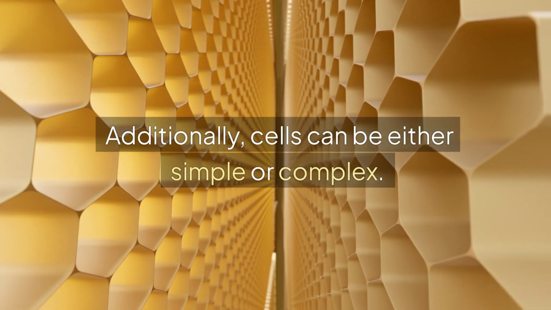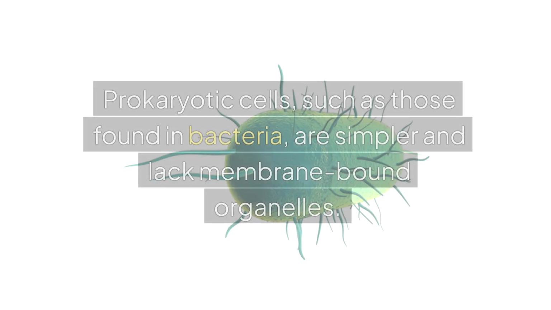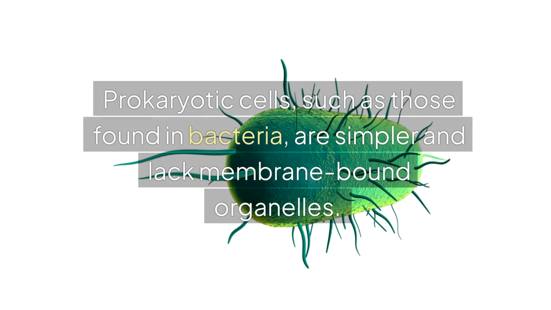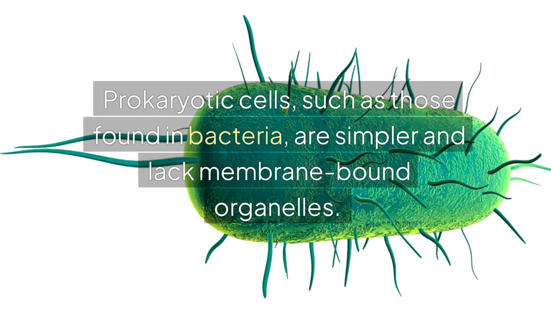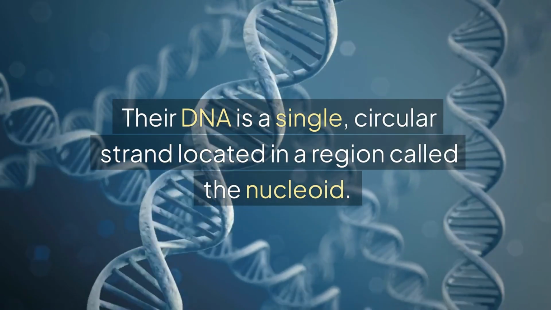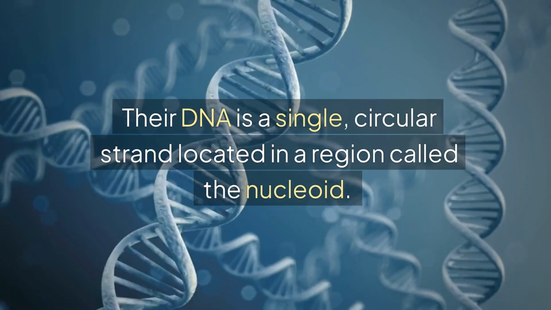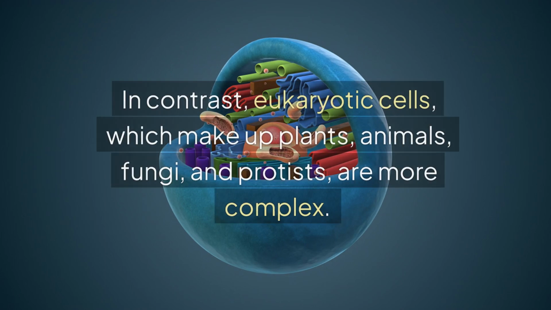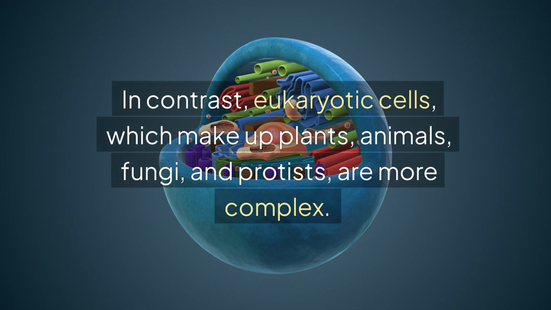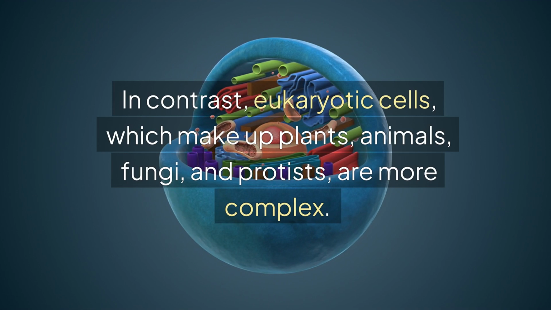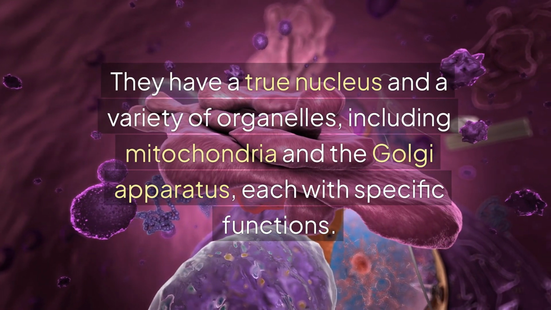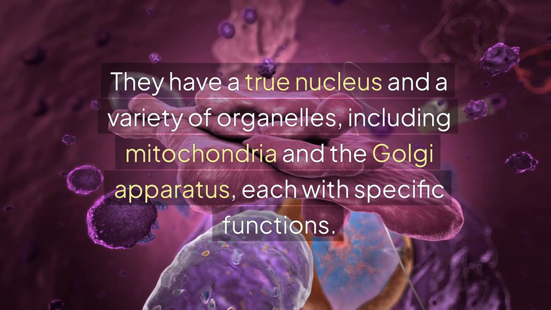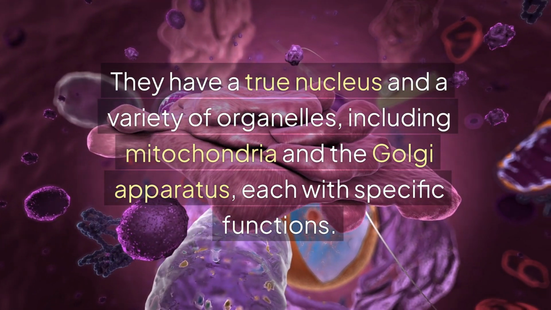Additionally, cells can be either simple or complex. Prokaryotic cells, such as those found in bacteria, are simpler and lack membrane-bound organelles. Their DNA is a single, circular strand located in a region called the nucleoid. In contrast, eukaryotic cells, which make up plants, animals, fungi, and protists, are more complex. They have a true nucleus and a variety of organelles, including mitochondria and the Golgi apparatus, each with specific functions.